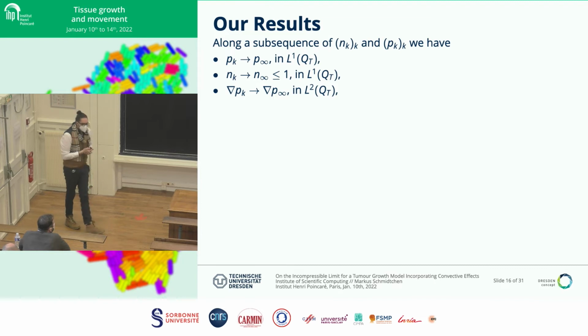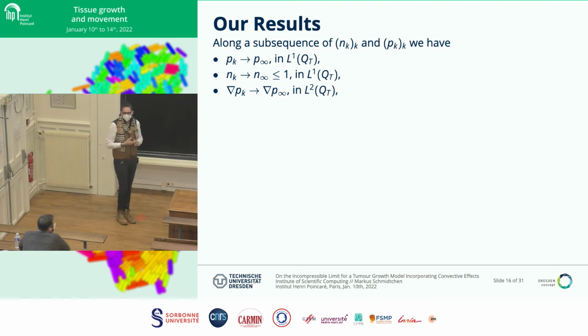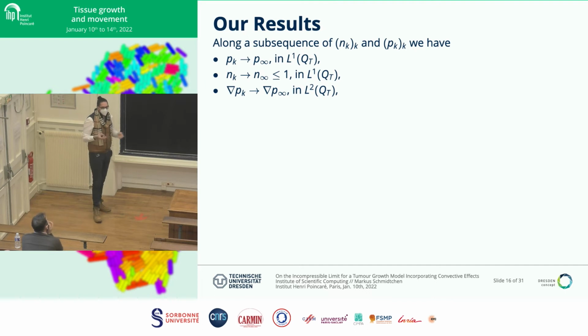Okay, and so based on that, now I can present the results that we obtain. On the one hand, we have the strong compactness of the pressure and the density itself. But that's, I guess, maybe not so surprising. What's more surprising is that we also control the derivative. So we control the gradient, and we have strong compactness in L2 of the gradient of the pressure.